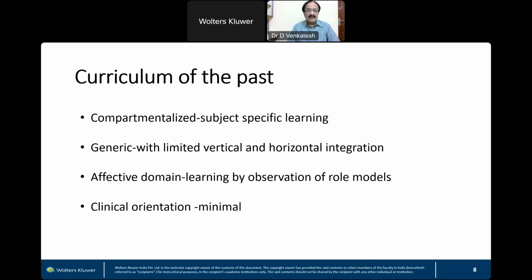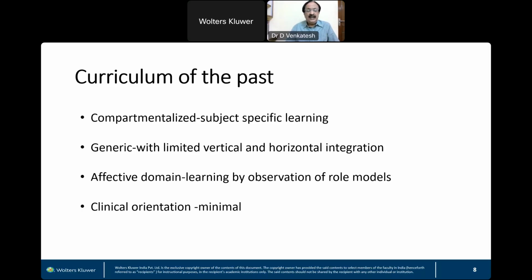Now, the curriculum of the past, we had subject-specific learning, and it was compartmentalized. There was a watertight or a rigid compartment into which most of the subjects were fitted, and what you studied in anatomy was not applied in physiology, and what was studied in physiology was not taken to the biochemistry. Likewise, as you progressed in the medical course, you did not carry what you studied in the first year to the second year. Therefore, it was a standalone learning and a compartmentalized learning, which was very subject specific.